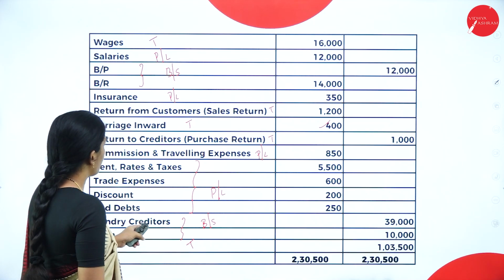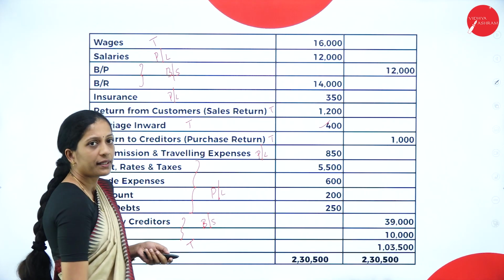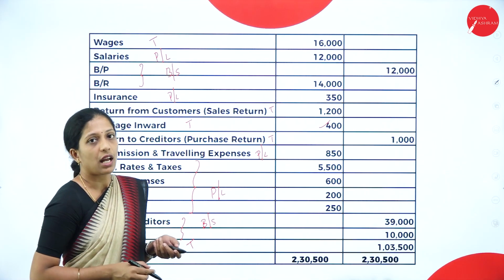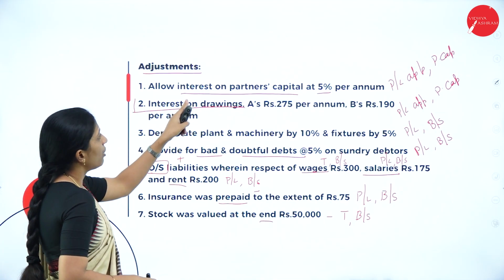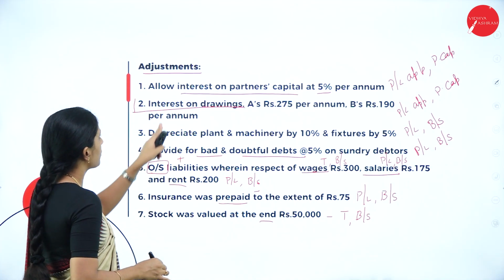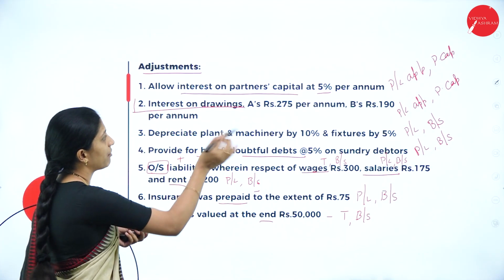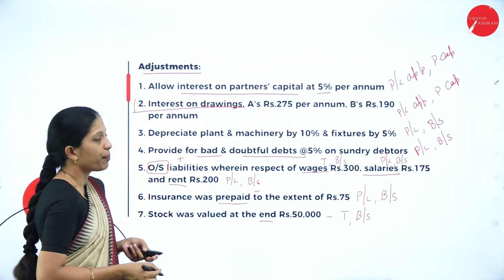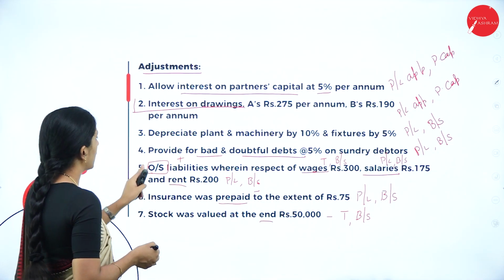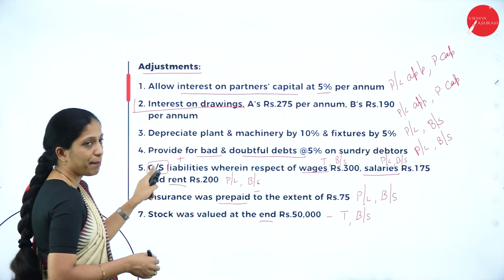Next, any other items you have recorded here? We are done with this. Almost all the accounts given in the trial balance, we have recorded in the balance sheet. Now, let us see the adjustments. Interest on capital will not be taken in the balance sheet, nor interest on drawings, because we have taken them twice. Depreciation we have already deducted. Provision for bad and doubtful debts 5% we have taken.